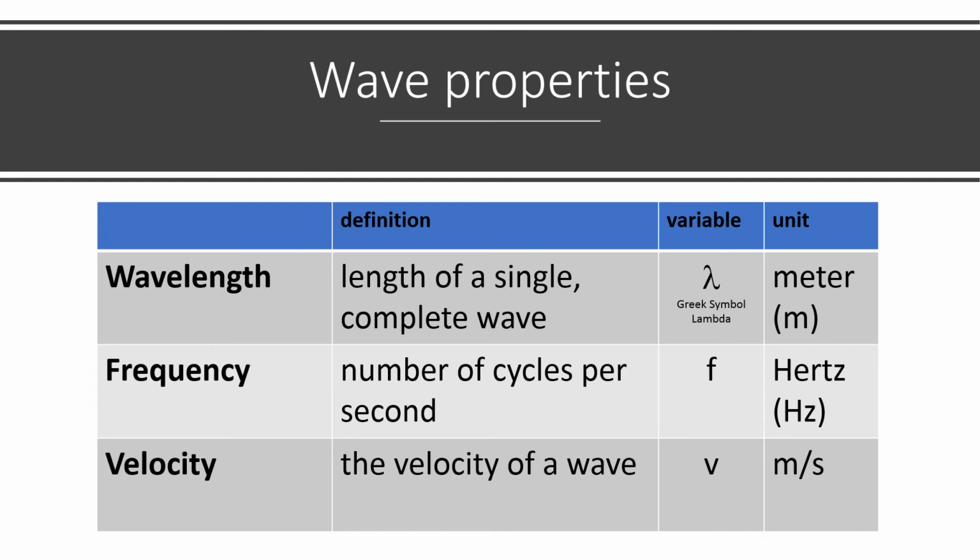Okay, so the wavelength is the length of a single complete wave. We're going to use the Greek symbol lambda for that, and that will be measured in meters. The frequency is the number of cycles per second. Keep in mind that a wave is a periodic motion, and so it's going to repeat itself at a consistent speed. And finally, the velocity, or the speed of the wave, is measured in meters per second. Frequency, I should say, is measured in hertz, which is cycles per second.